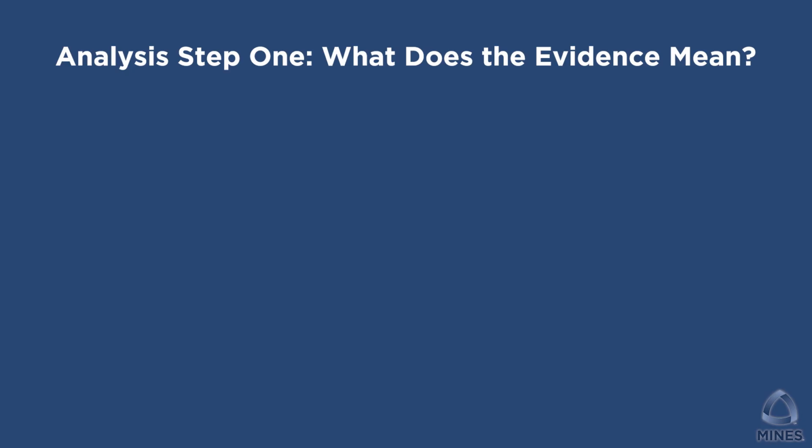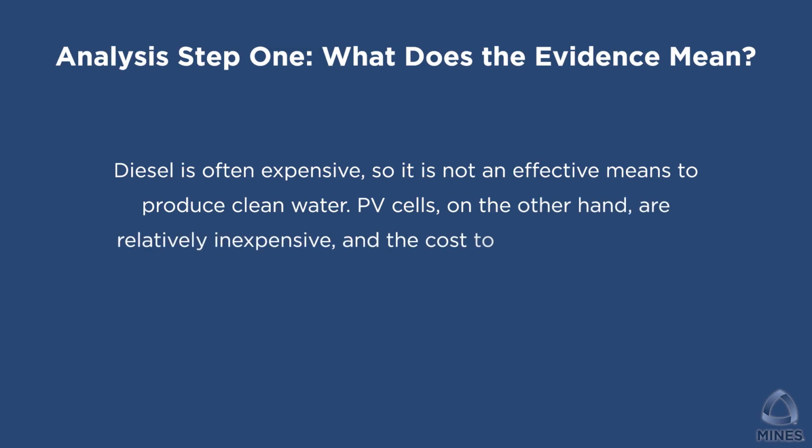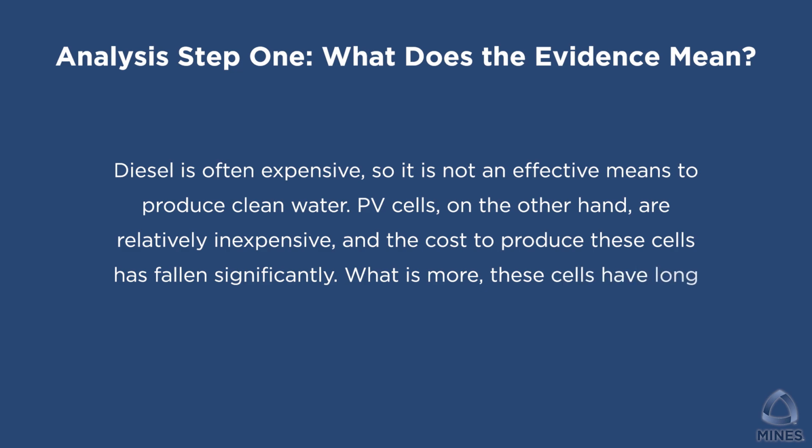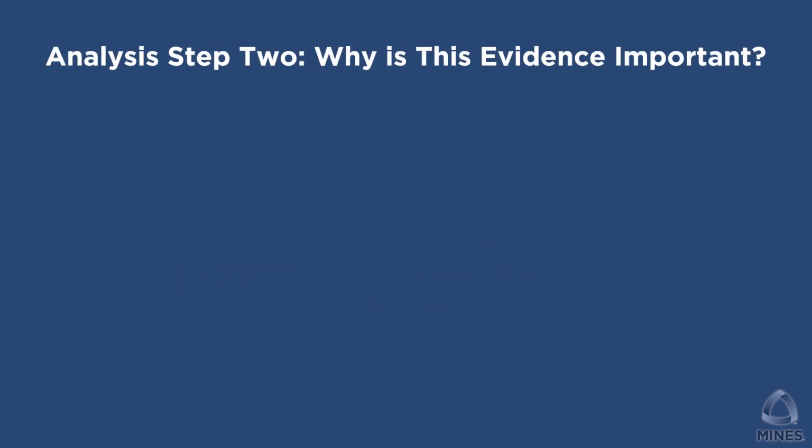Here I provide an example of what that might look like. Diesel is often expensive, so it is not an effective means to produce clean water. PV cells, on the other hand, are relatively inexpensive, and the cost to produce these cells has fallen significantly. What is more, these cells have long life cycles. Secondly, I need to ask, why is this evidence important?